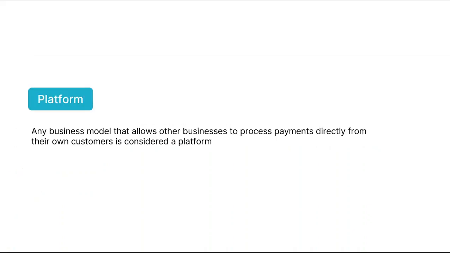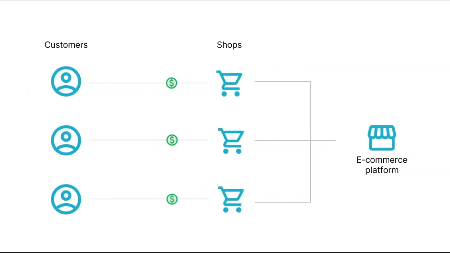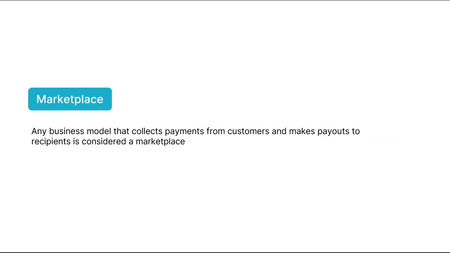Let's now talk about a platform. So any business model that allows other businesses to process payments directly from their own customers is considered a platform. To clarify this further, let's make an example of Shopify, which is a store builder that enables businesses to set up their own online stores. So because shop owners can accept payments directly from their own customers, Shopify is considered an e-commerce platform, and it generates revenues from the individual shops that have been built on top of it. So if your app will allow businesses to process payments directly from their own customers, then your app can be considered a platform.